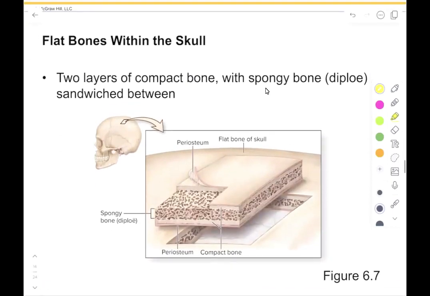Our next slide is showing us some flat bones within the skull. These grow or ossify in a little different type of manner. They have two layers of compact bone, and sandwiched between the two layers of compact bone is another type of bone called spongy bone. In this case, it has a specialized name called diploë, which is sandwiched between the compact bone.